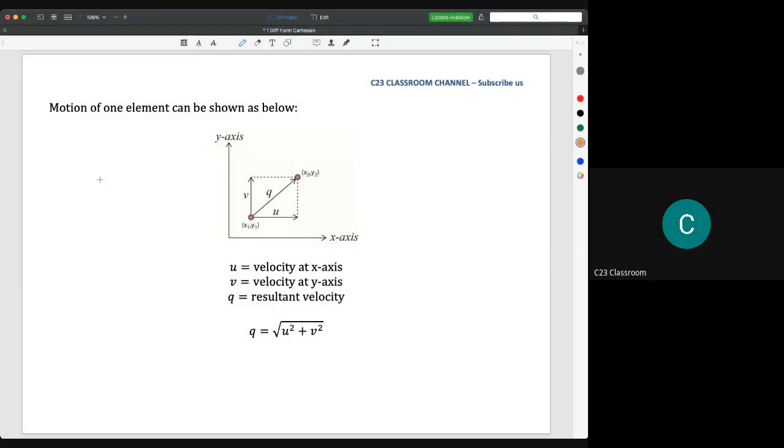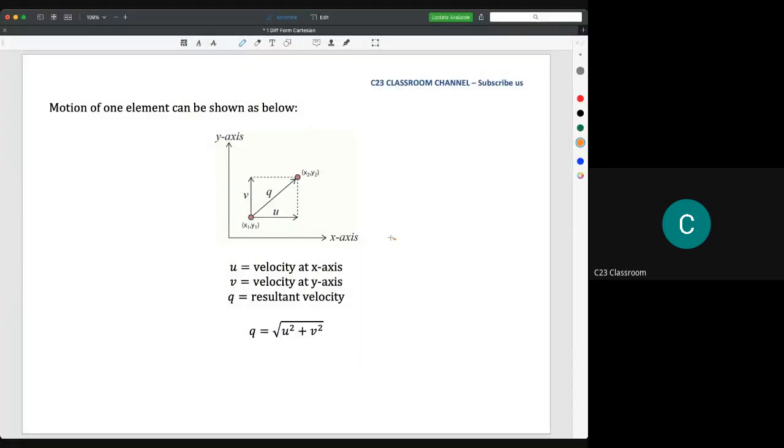Again, I would like to express here that the resultant velocity is shown as small q, the velocity for the x-axis is u, and the velocity for the y-axis is v. The relationship between the resultant velocity and the component velocities can be written like this: q is equal to the square root of u squared plus v squared. If you have three dimensions, you just add the z component. I'm sorry, the velocity for z is w. So you just add w squared inside the square root. Okay.